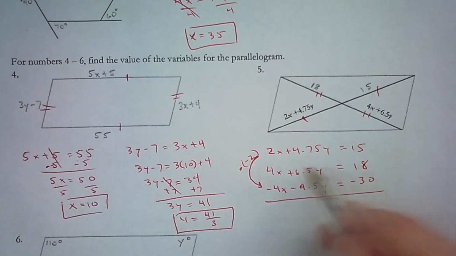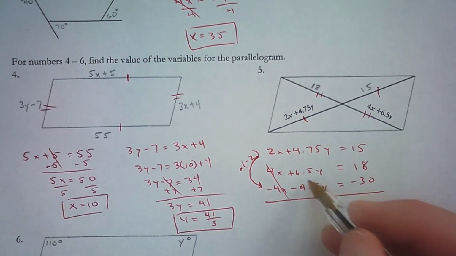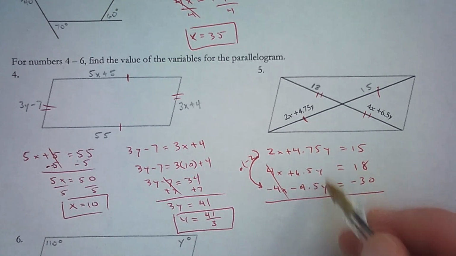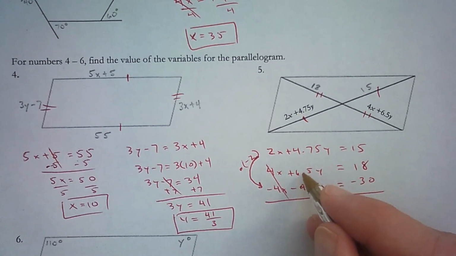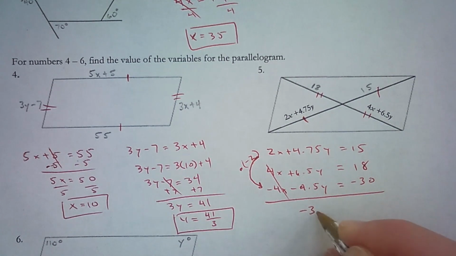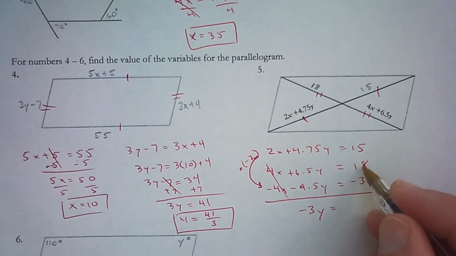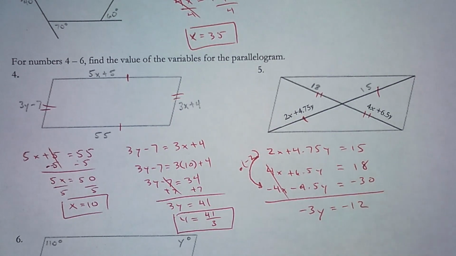And now I can combine these two equations. 4x minus 4x cancels. 6.5y minus 9.5y, 6.5 minus 9.5 is -3. So I get -3y equals, and then 18 minus 30, that's -12.